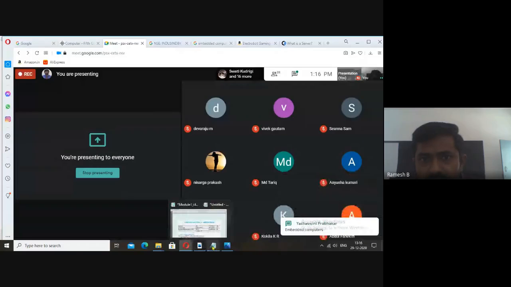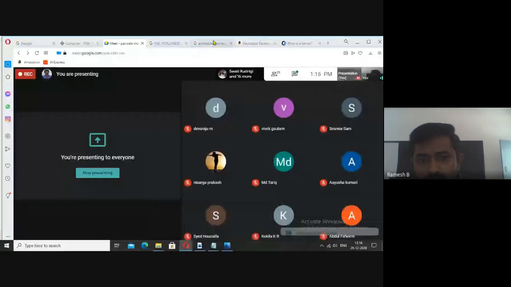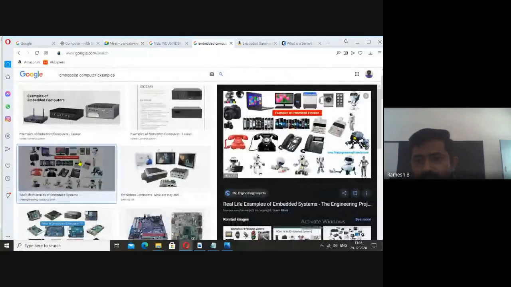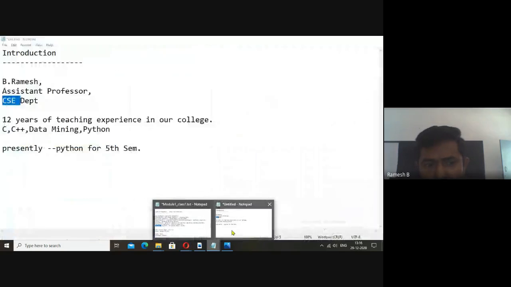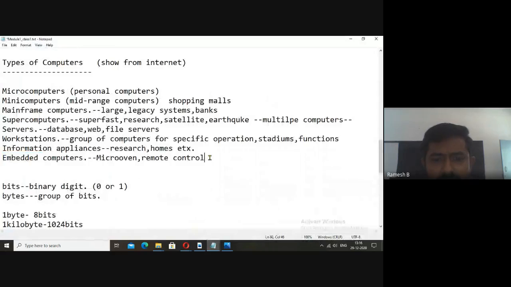You see there the embedded computers. All these are examples of embedded computers, even phone, fax, this robot, small doll robots. Phones, mobiles, cameras, everything will be coming under embedded computers, because we are using some languages for the operation of these computers.